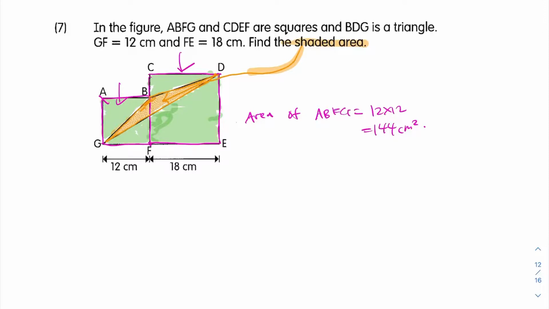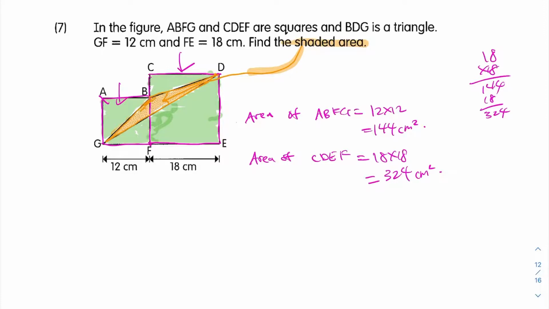Next, we're going to find the area of the largest square, which is CDEF, which should be 18 times 18, which would be 324 square centimeters. Okay.